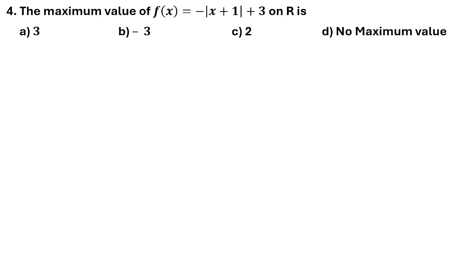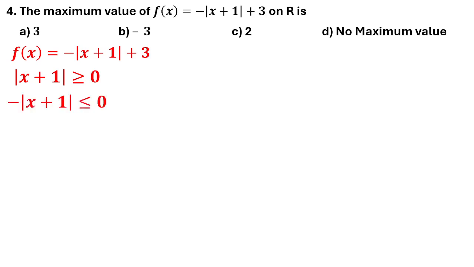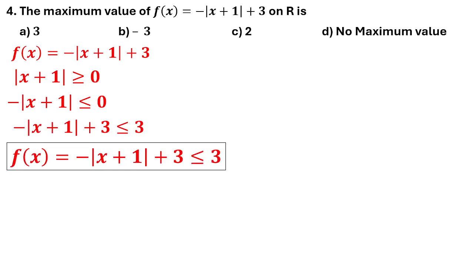Well, let us go back to question number 4. The maximum value of the function, modulus function. Be careful with this. What will happen to modulus always? Start with that. Modulus is always greater than or equal to 0. Now, there is a minus there. Then greater than or equal to 0 will become less than or equal to 0. Add 3 to both sides. Therefore, f of x is less than or equal to 3.